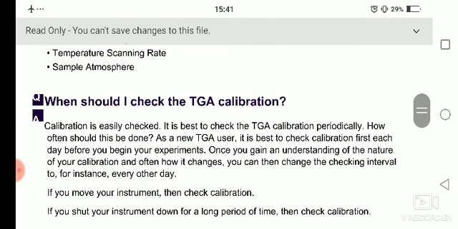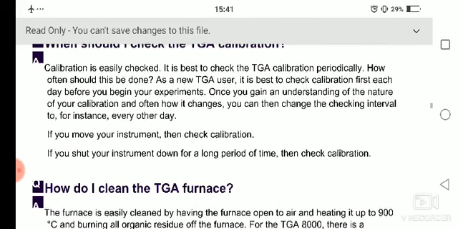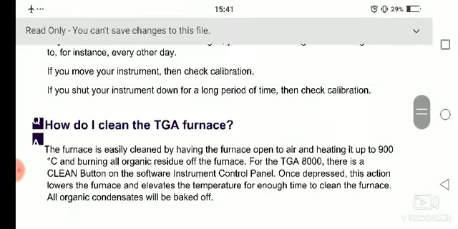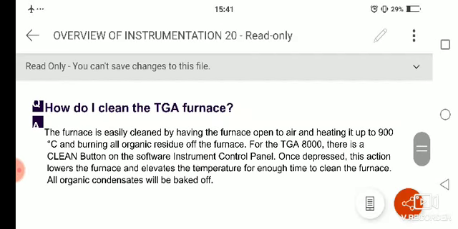When should I check a TGA calibration? Calibration is easily checked. It is best to check the TGA calibration periodically. How often should this be done? As a new TGA user, it is best to check the calibration first each day before you begin an experiment. How to clean the TGA furnace?